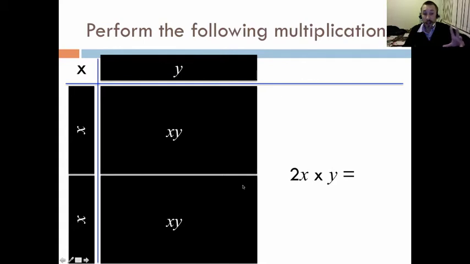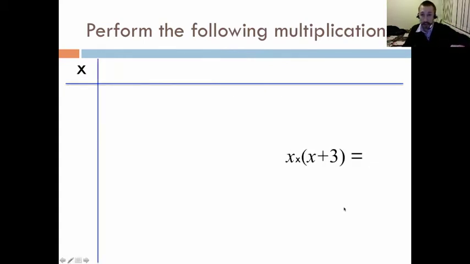So what have we got all together? Well, we've got 2 xy's, so our answer is 2xy. Now this one here is a little bit different once again, because we've got some brackets going on now. And this is saying x times x plus 3.